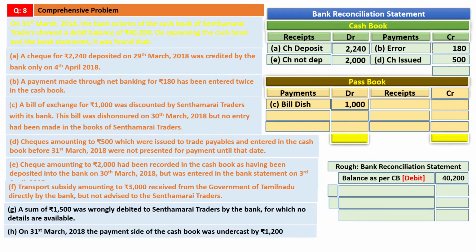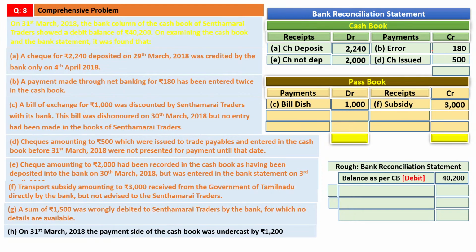Transport subsidy amounting to rupees 3,000 received from the government of Tamil Nadu directly by the banker, but not advised to Sindhamari traders. So we have received a subsidy from the government directly. It is credited in the bank account without our knowledge. Banker also did not intimate us. So we thought we have not received anything. On verification only, we can find out the banker has received. So in the bank passbook, it may be shown in the receipt side, not in our receipt side.